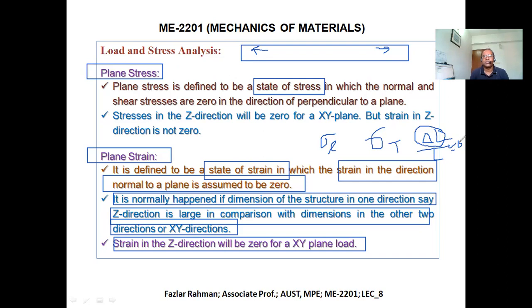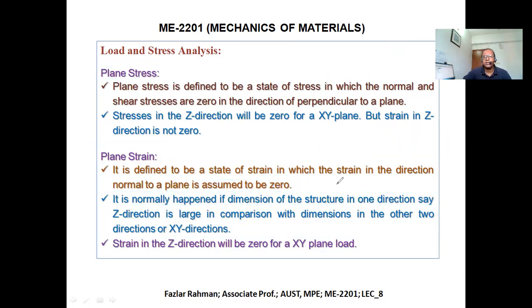strain. Okay, so it is defined to be a state of strain in which the strain in the direction normal to a plane is assumed to be 0. It normally happens if the dimension of the structure in one direction, say Z direction, is large in comparison with the dimension in the other two directions. So strain in Z direction will be 0 if the load is in the XY plane. Sometimes this definition comes in the exam. They ask you to define what you mean by plane stress and plane strain.